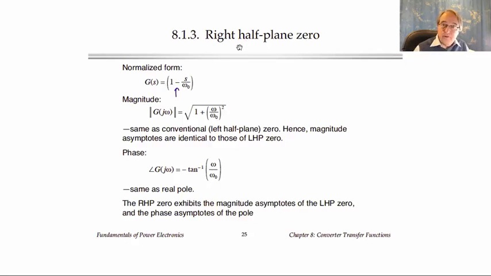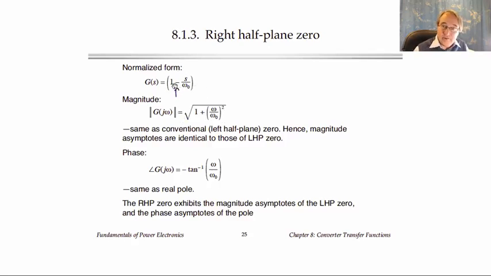Now, what does this do to our Bode plot? First of all, what does it do to the magnitude? If we let s equal j omega and take the magnitude, or find the sum of the squares of the real and imaginary parts, we find that the minus sign doesn't affect anything, and we end up with the same expression for the magnitude as in the more conventional left half plane or real zero.